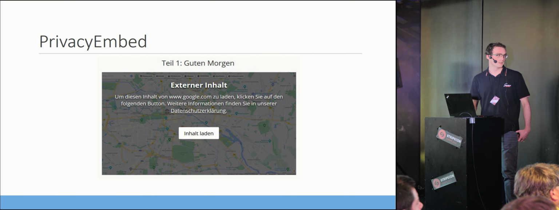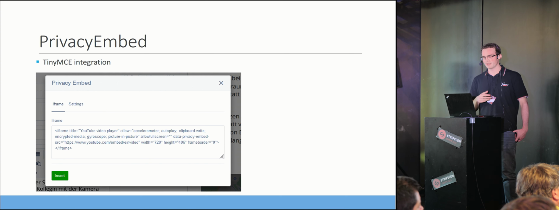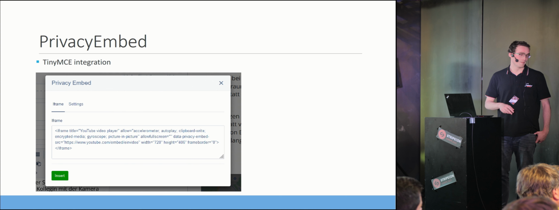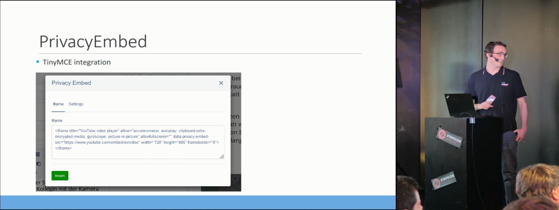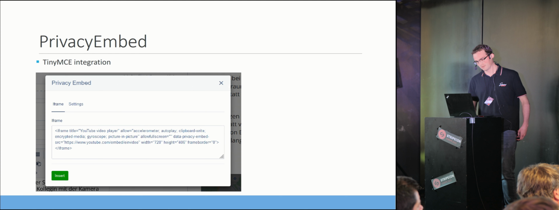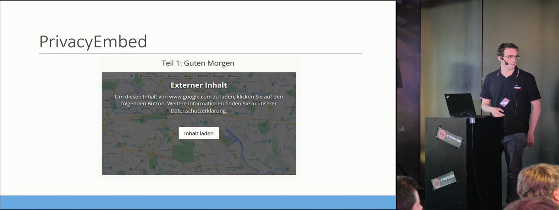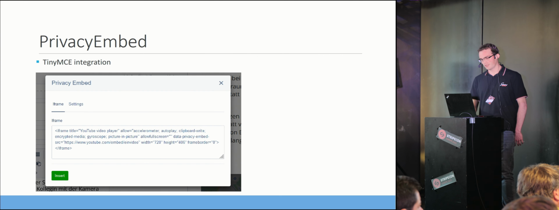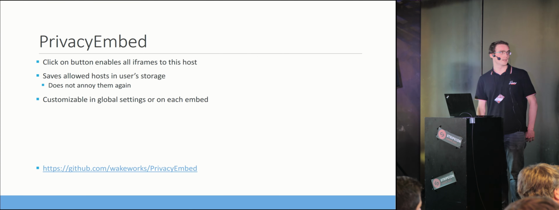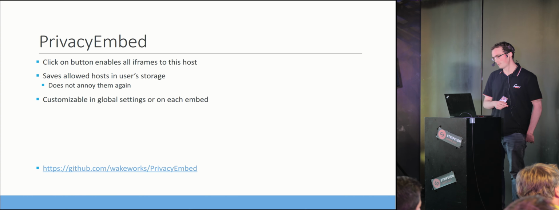So when you are in TinyMCE, there's a button which you can click on. Okay, that image is not good quality, but anyways, you can paste the iframe code into it. You can also change some settings like background image, the text, or the button that you've seen in the picture before. And then a shortcode will be inserted right into TinyMCE. And users can click the button to enable iframes to that host.